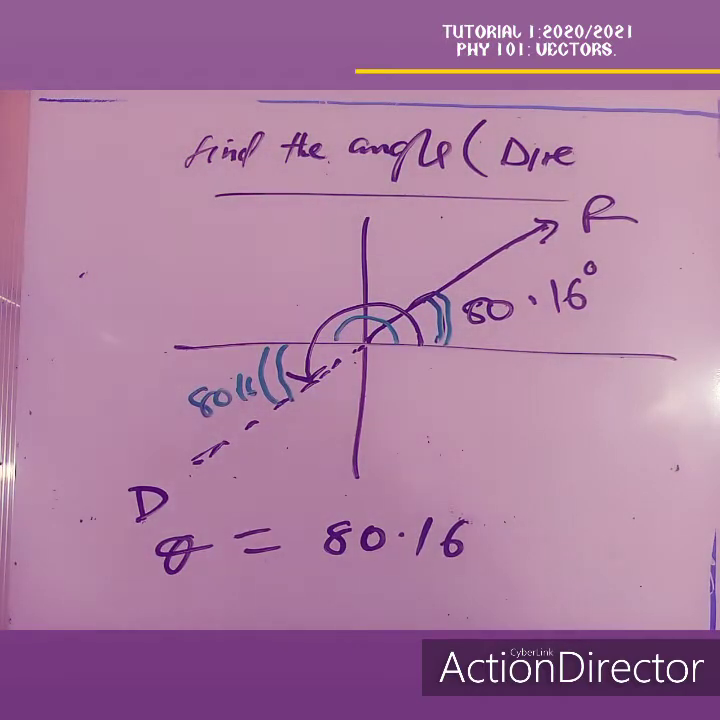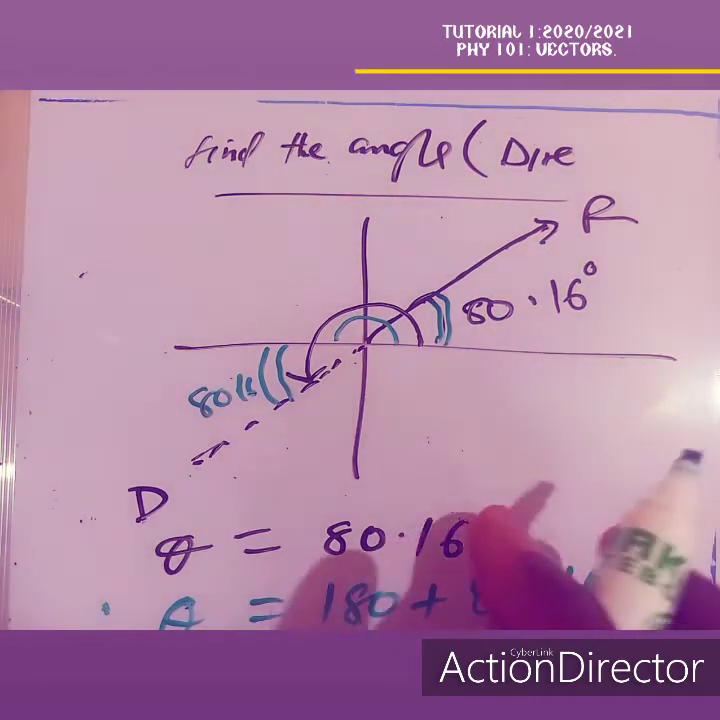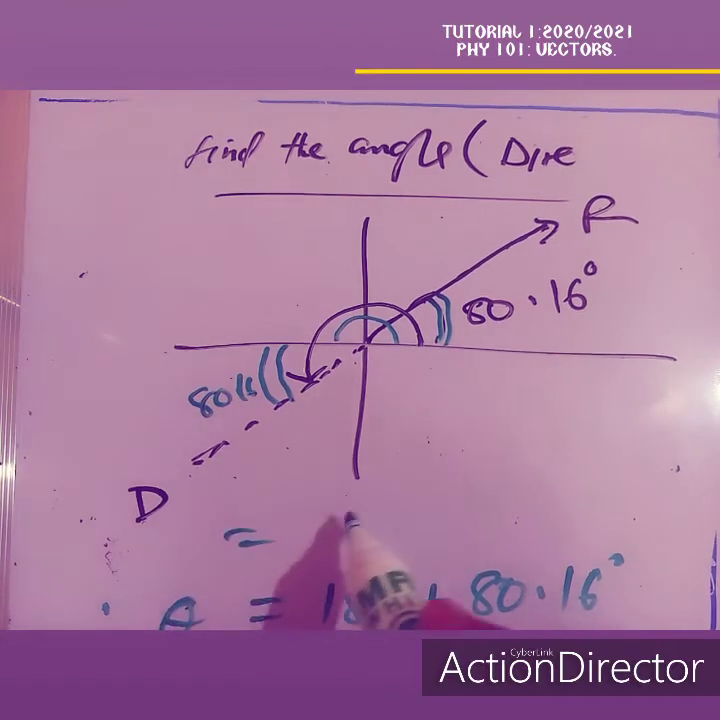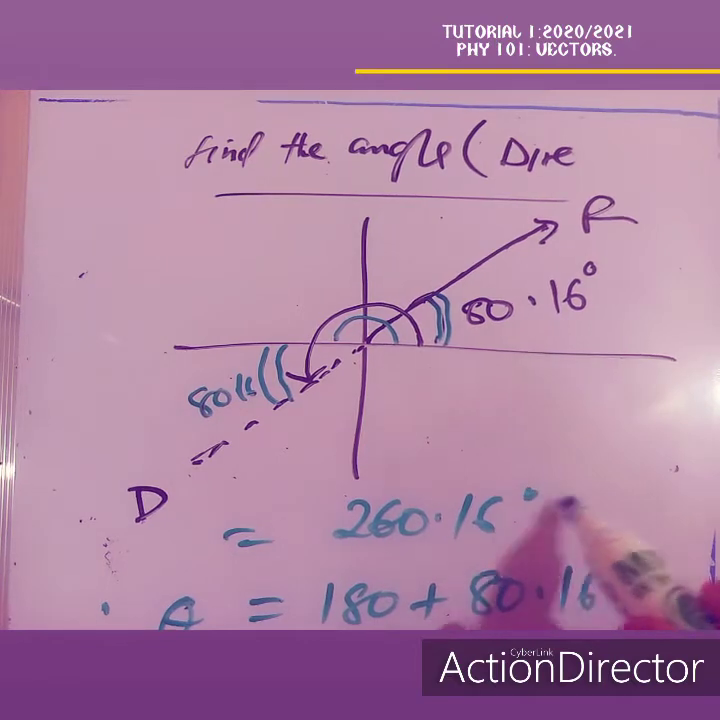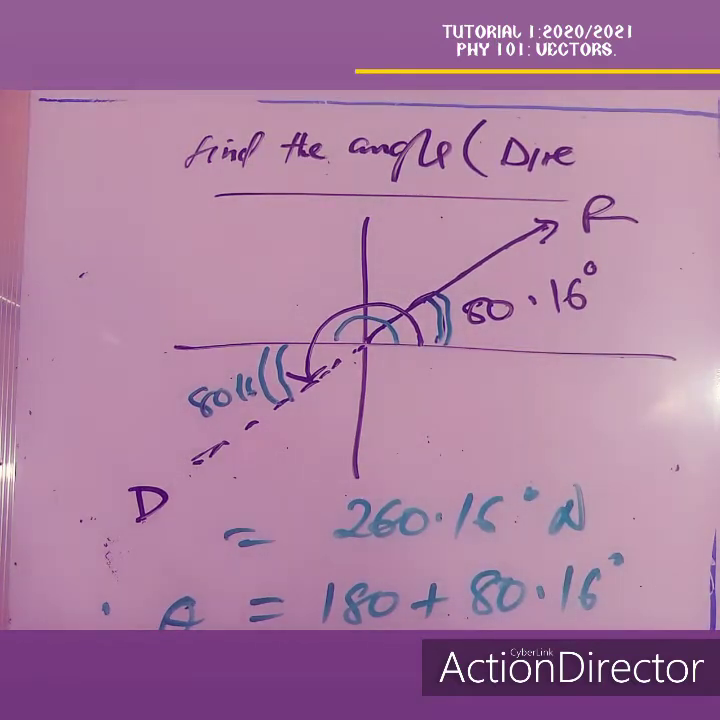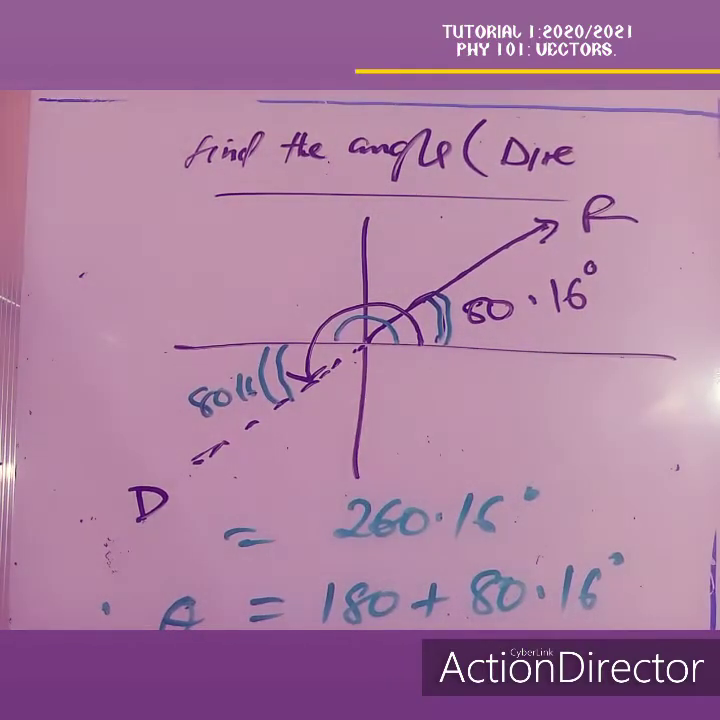So our theta will be equal to 180 plus 80.16. So our final solution will be equal to 260.16 degrees as the direction of our vector D. All right, okay, so let's go to the next question.